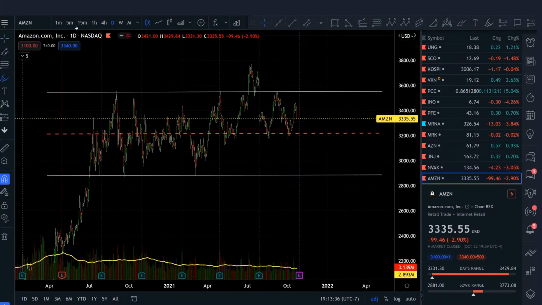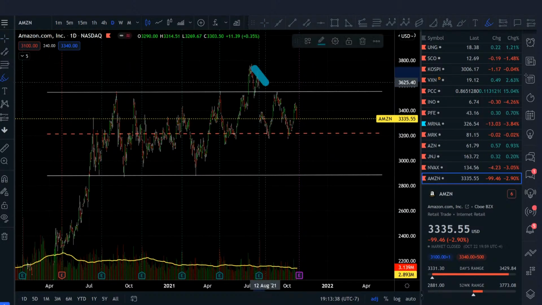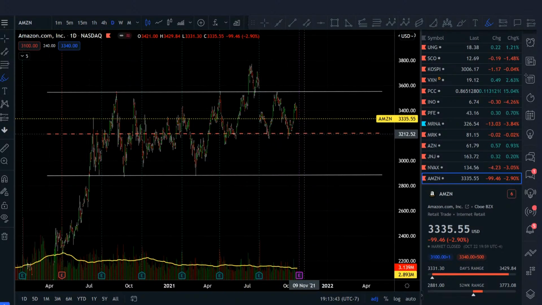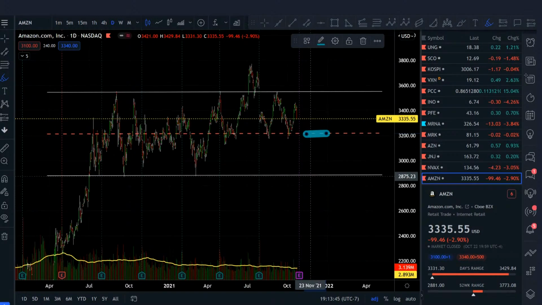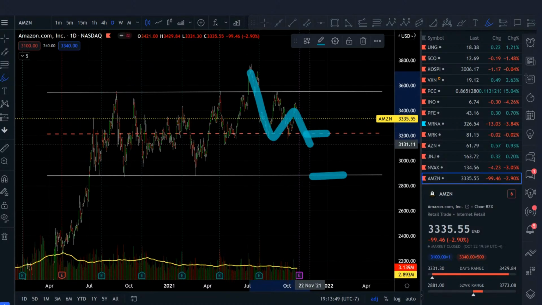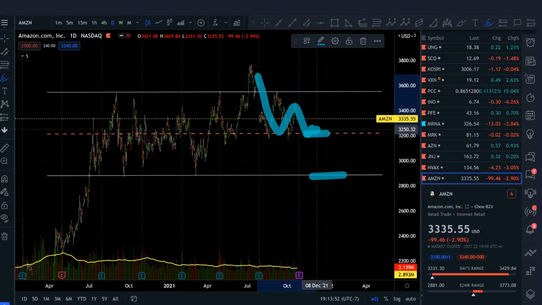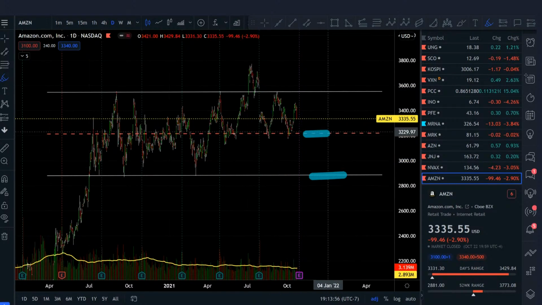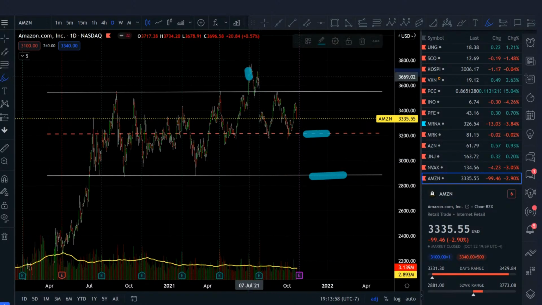So here we go. This W failed into the descending triangle. So I'm looking at the support level 3212. If that fails, we're going deep down here into 2875 like this. There might be a little bit of a battle right here. If this fails, boom, down. I'm not in for one day, but like 3 to 6 months.